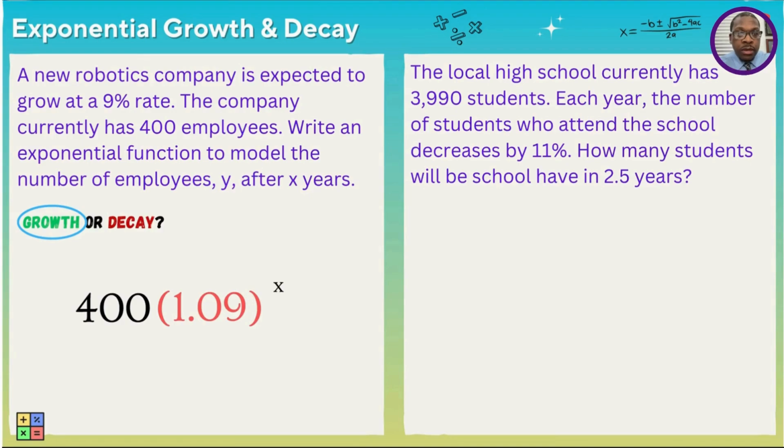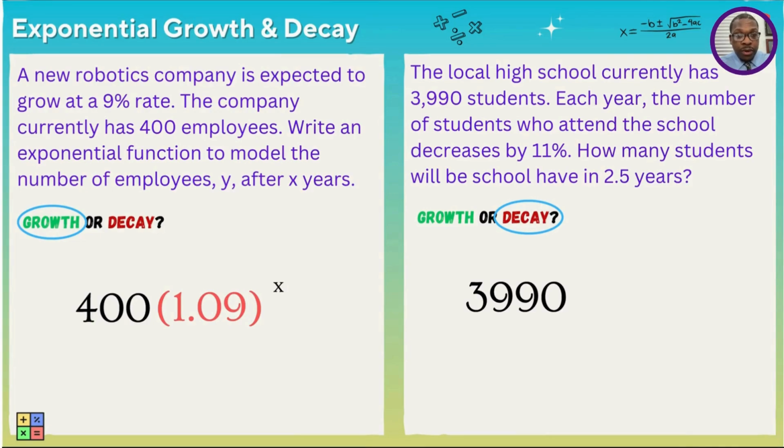The local high school currently has 3,990 students. Each year, the number of students who attend the school decreases by 11%. How many students will the school have in 2.5 years? So we're going to do this quick, and we're going to do it the same way. First thing we have to ask, is it growth? Is it decay? Because it decreases every year, we're going to say, obviously, decay. All right, first number we write, how much did you start with? We started with 3,990 students. That's the first number we put down.